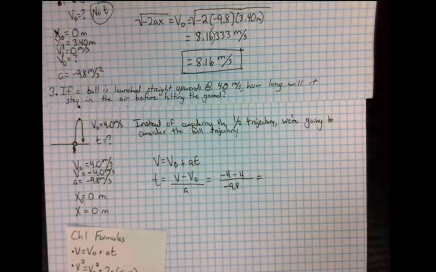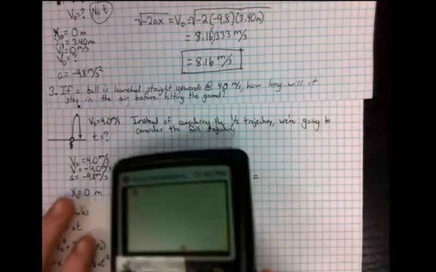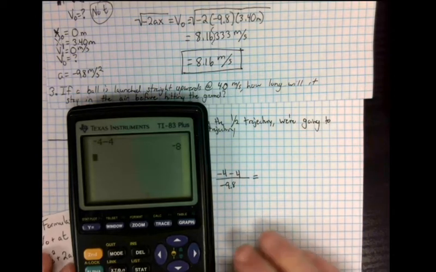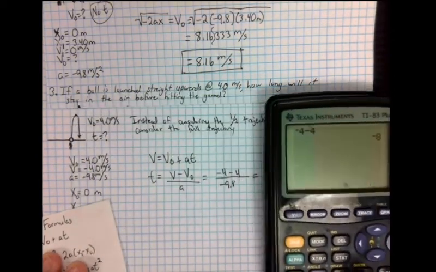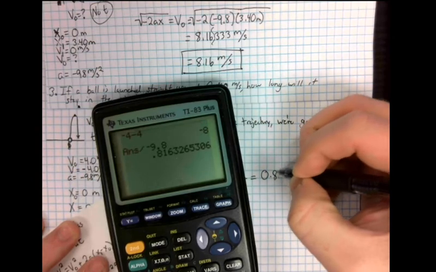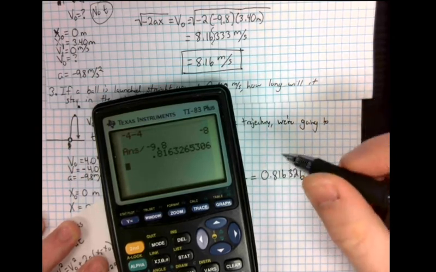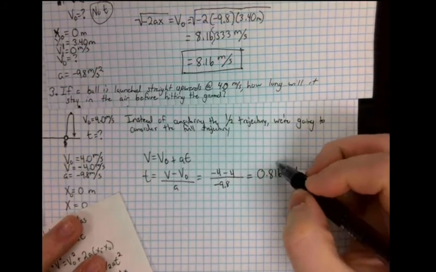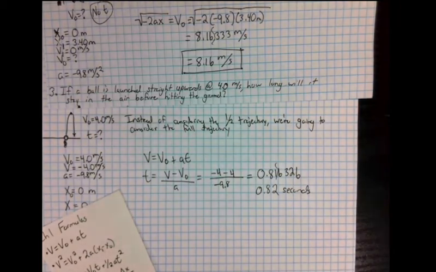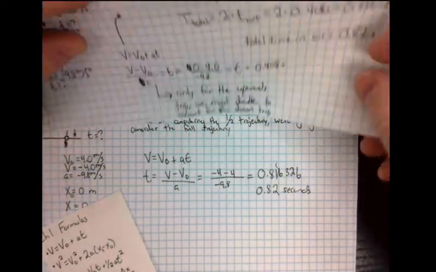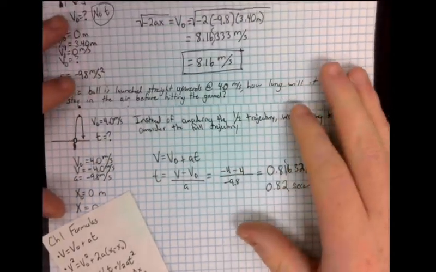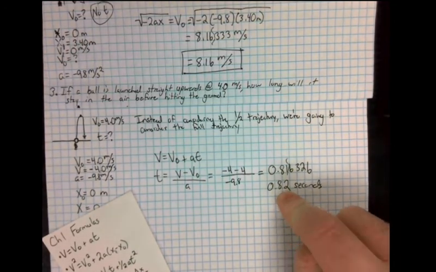Plug that into your calculator. Negative 4 minus 4 is negative 8, divided by negative 9.8 is equal to 0.816326, which if we round to 2 sig figs is 0.82 seconds. And just for comparison, the other piece there also gave 0.82 seconds.